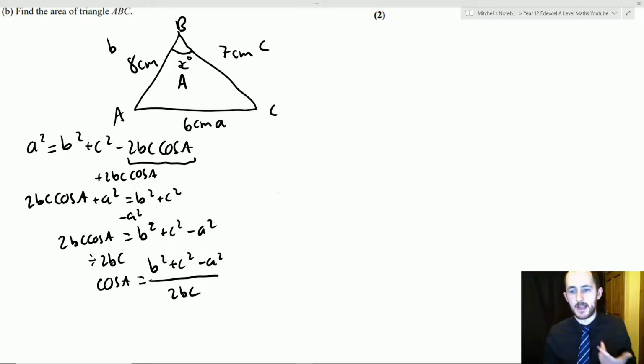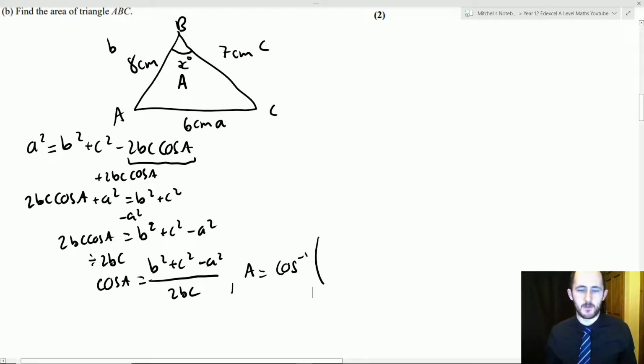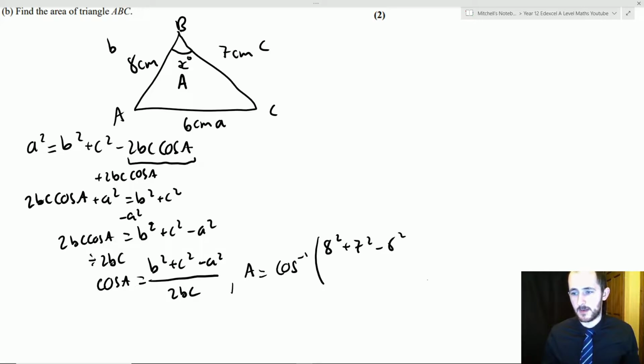Nice. Now you can actually just go straight for the angle by inverse cosing everything and putting that all in a bracket. So B squared plus C squared minus A squared. So again, B squared plus C squared, that's 8 squared plus 7 squared. A squared is 6 squared in this case, so minus 6 squared over 2bc, so 2, 8, and 7. Now give your answer.